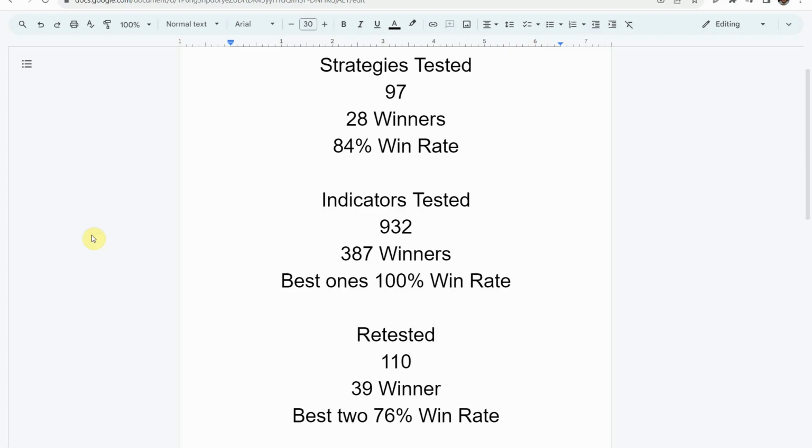We've also tested a total of 932 indicators with 387 of them being winners. The best ones so far were able to achieve a 100% win rate. Now you need to go back and watch those videos to understand the context of how they were able to achieve that. So go back and watch those videos and see what you can get out of those winning indicators. We've also retested in the advanced testing 110 of the winning indicators. 39 of them have been able to maintain the winning status, the best two, a 76% win rate. Now keep in mind that we test most of these indicators and strategies on the Forex and crypto market, but they can be applied to just about any market and time frame universally.